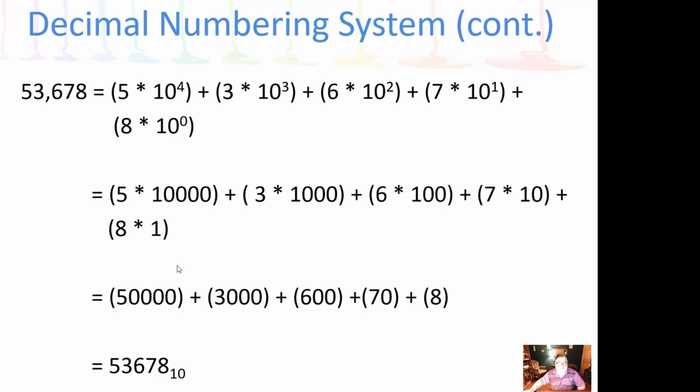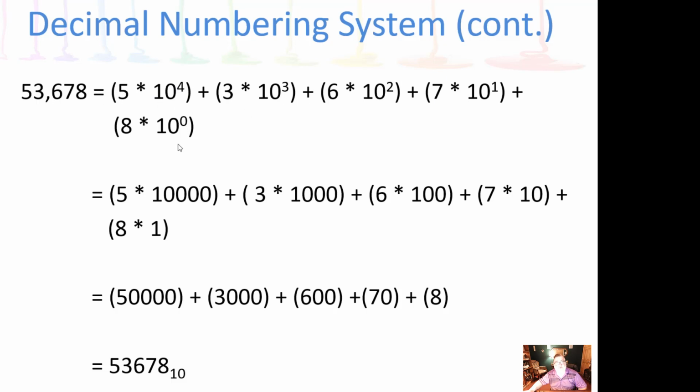So here's a bigger number, 53,678, but the same principles work. We look at the 8 first. 8 is times 10 to the 0. We look at 7. It's 7 times 10 to the first. 6. 6 times 10 squared. 3. 3 times 10 cubed. 5. 5 times 10 to the fourth. We just increase the power of 10 by 1.